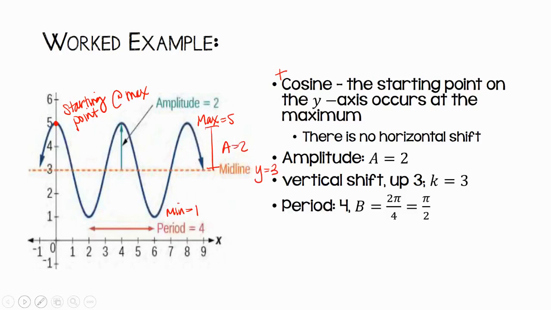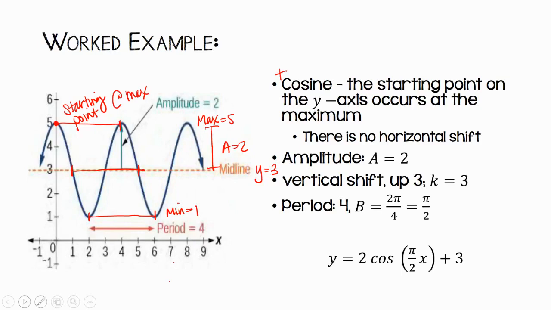Then we'll find the period, and so you can count the period from here to here, and that's 4 units, but you could have also counted the period from here to here, from here to here. It doesn't matter, just so long as you're getting one complete piece of the pattern before it starts repeating. So this has a period of 4. So to find the b value, do 2 pi over 4, which equals pi over 2. And so then you'd write your equation.